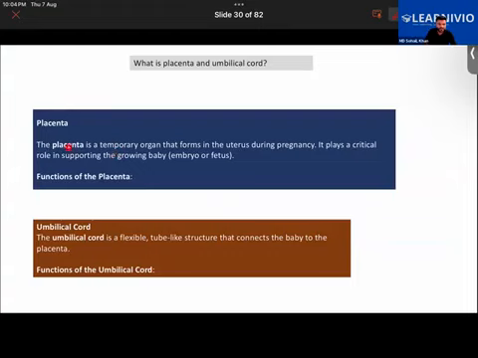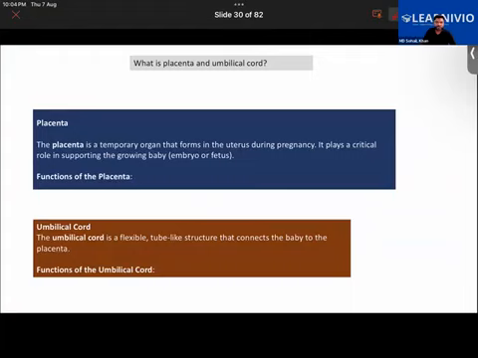Doha, read this paragraph as of now, from here to here only. The placenta is a temporary organ that forms in the uterus during pregnancy. It plays a critical role in supporting the growing baby, embryo or fetus.